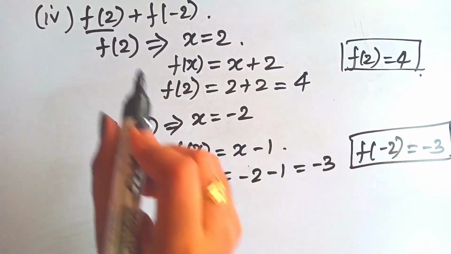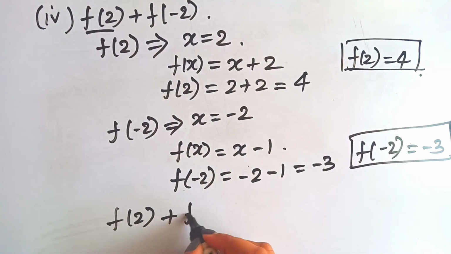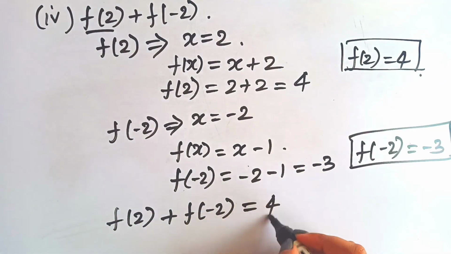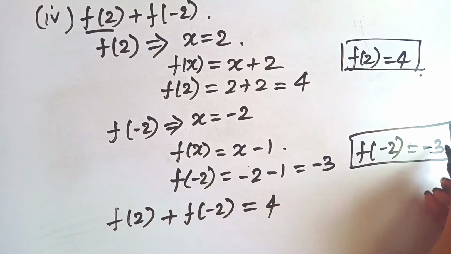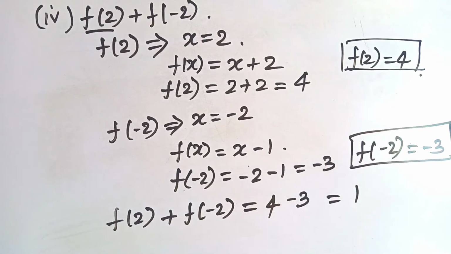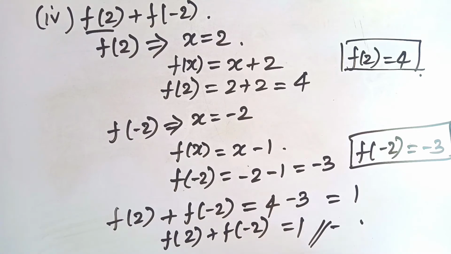So we have found this, and what's the question? F of 2 plus f of minus 2 is equal to, here f of 2 is 4 and f of minus 2 is minus 3. So 4 minus 3, it will be 1. So therefore our fourth answer, which is f of 2 plus f of minus 2, is equal to 1.